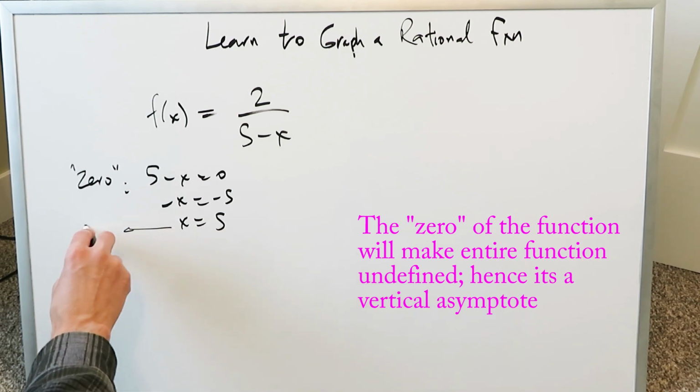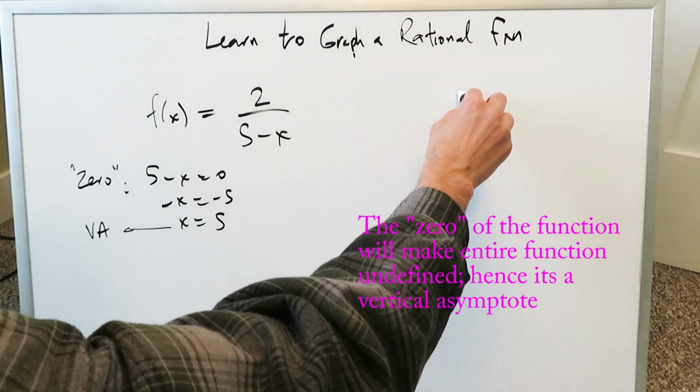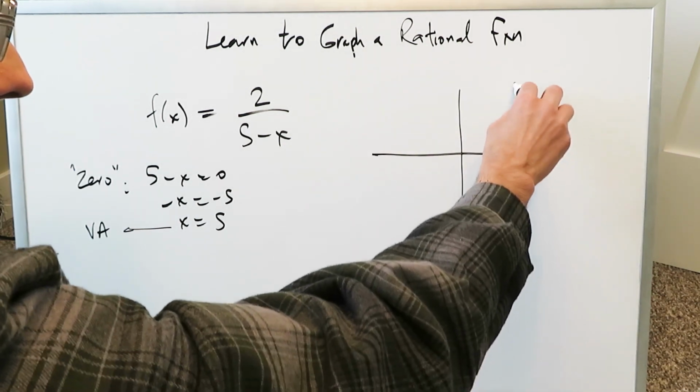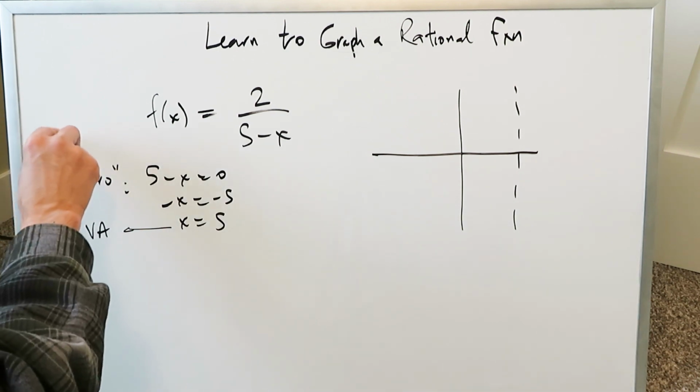This will tell you what your vertical asymptote is, and it's 5. x equals 5. You can start with the graph and then plot this out. x equals 5 is your vertical asymptote. That right there is your step number 1.